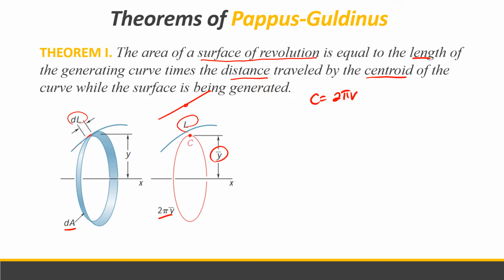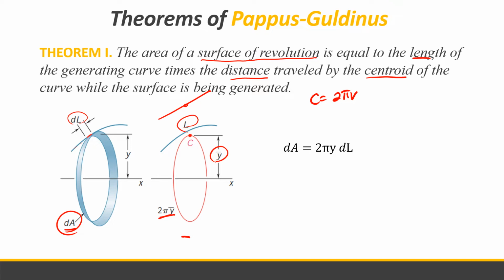So, the theorem says the area of the surface of revolution is equal to the length of the generating curve multiplied by the distance traveled by the centroid of the curve. Meaning, for this part, that is L multiplied by 2 pi y bar. So, this is what our area becomes: equals 2 pi y bar, 2 pi y dL. So, that is the theorem.